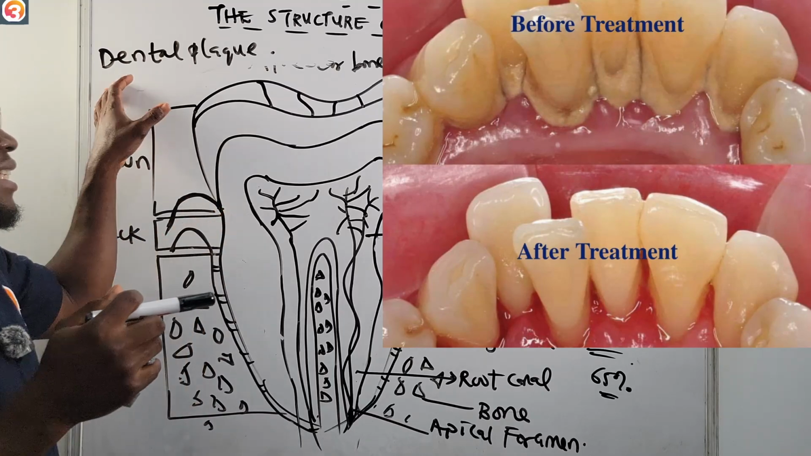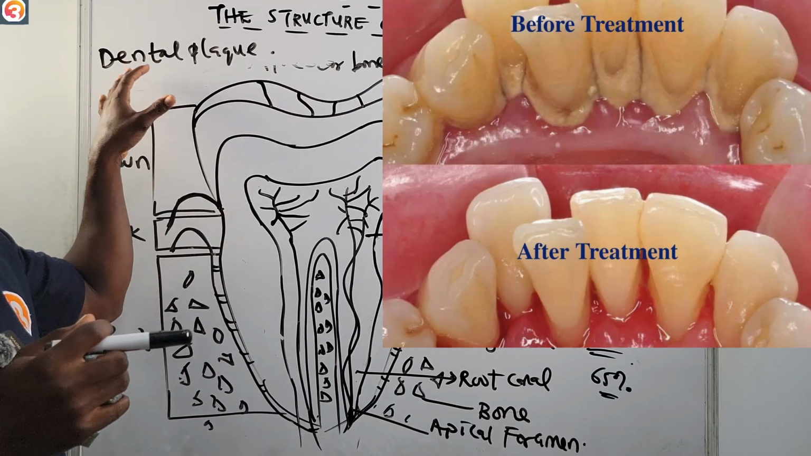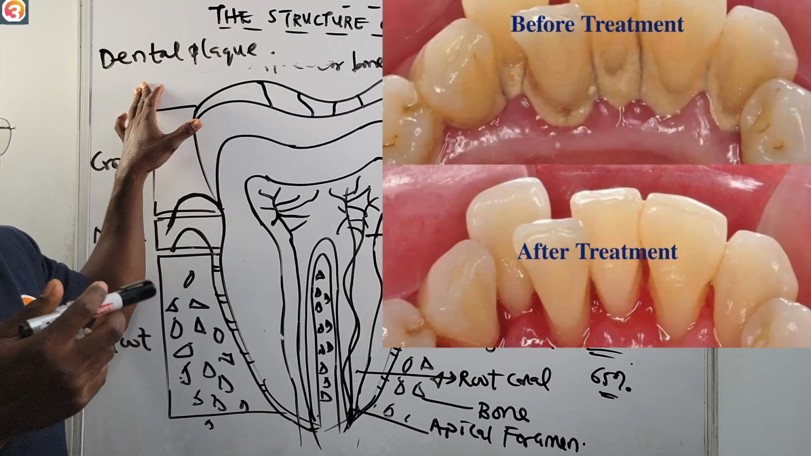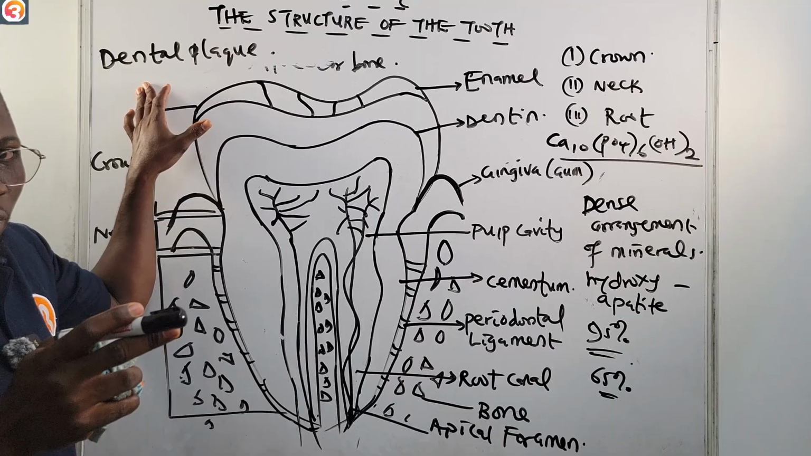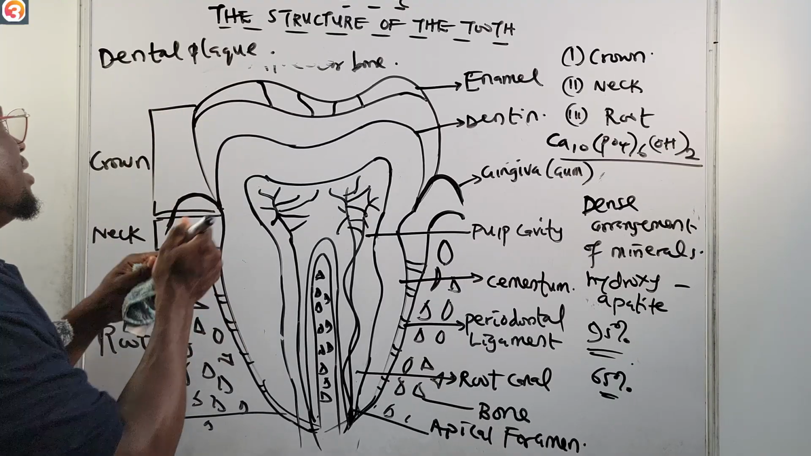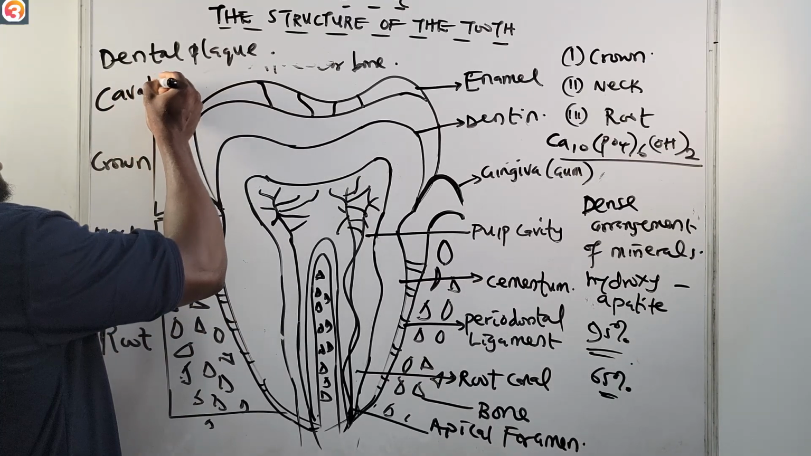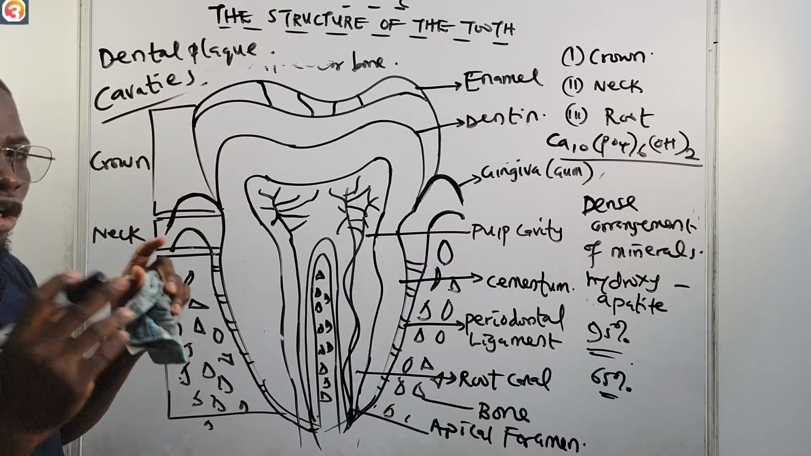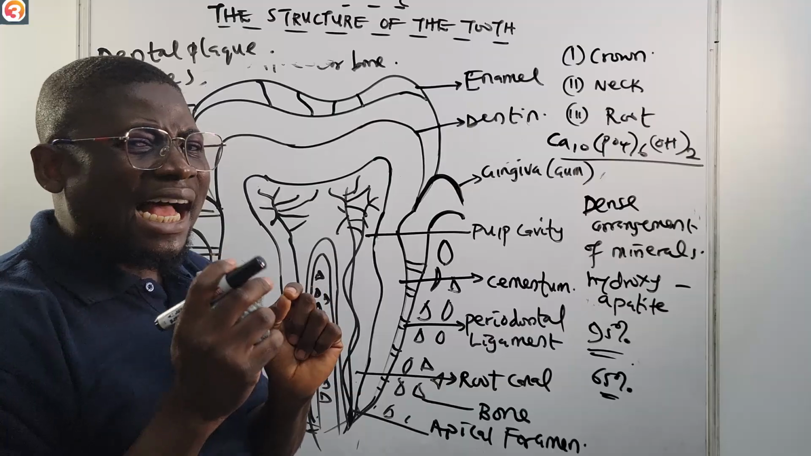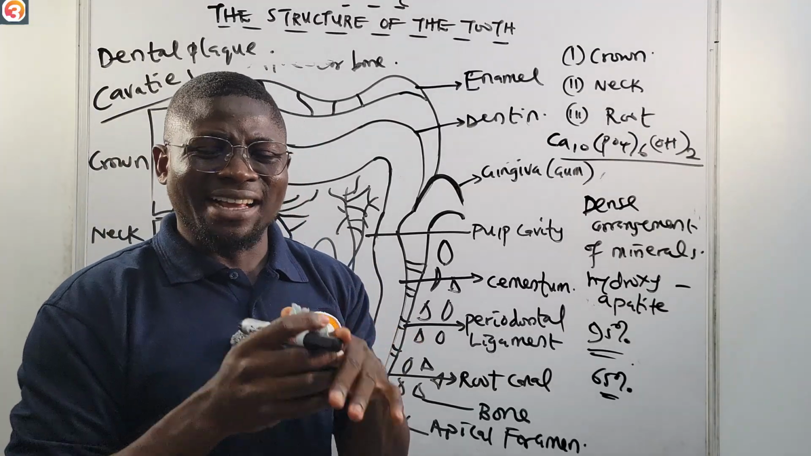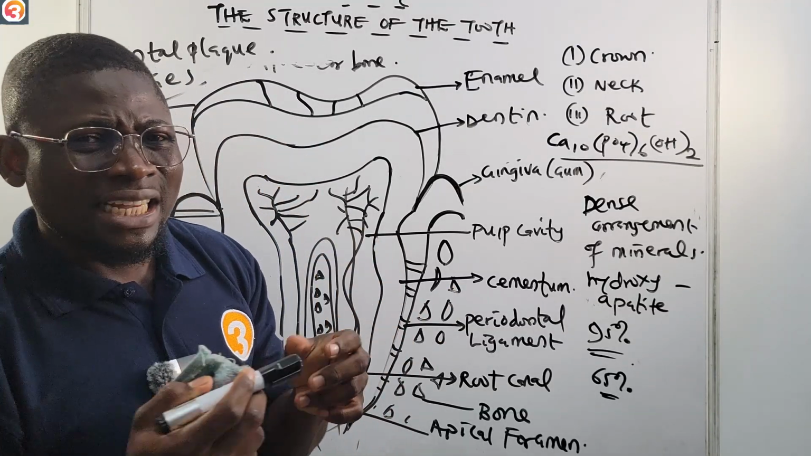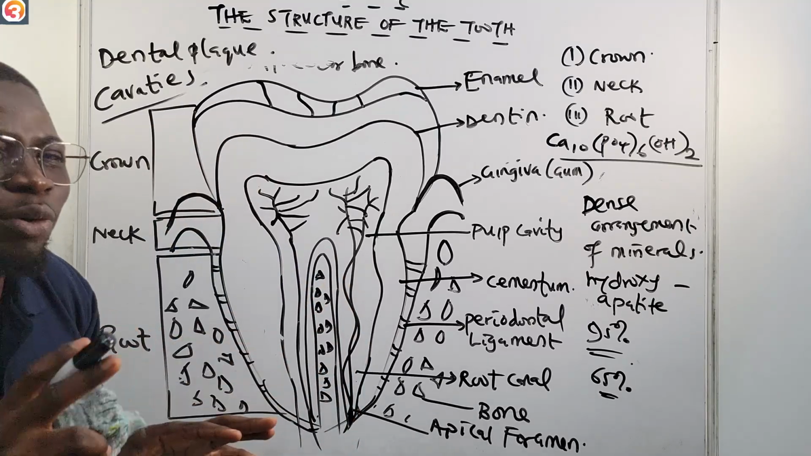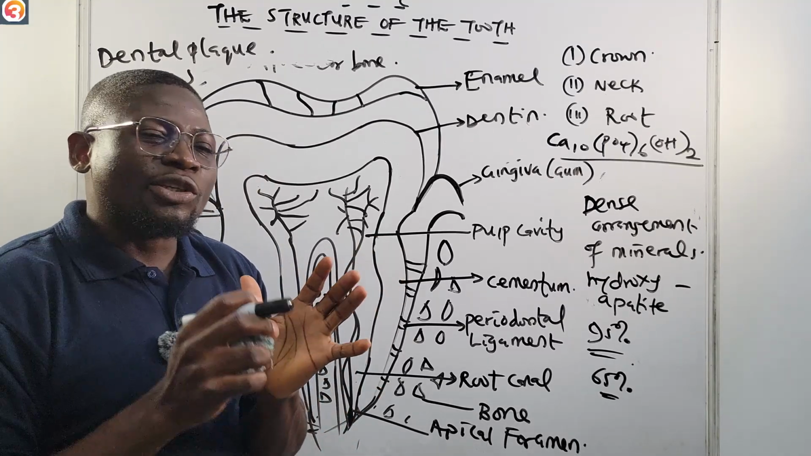So when this acid produced by the dental plaque acts on the enamel, it can lead to the formation of cavities on the teeth. Also, eating acidic foods like oranges, grapes, and lemon can temporarily soften the enamel.